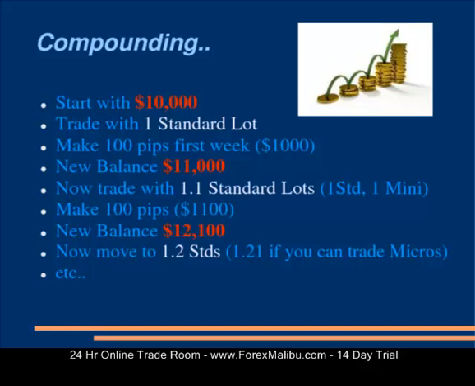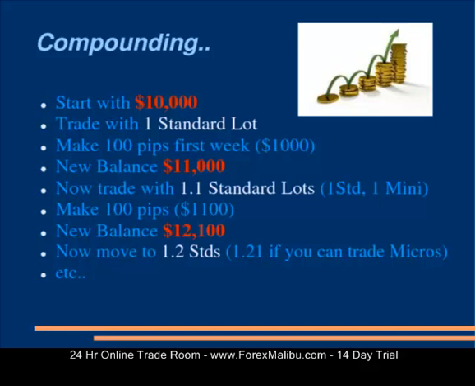Okay, you can do 1.2 or 1 standard and 2 minis. Now notice there's also an extra $100 that allows you to go up a micro, if you have that capability on your account. So basically, it's good to have the lowest account size possible to give you this kind of exact compounding ability.